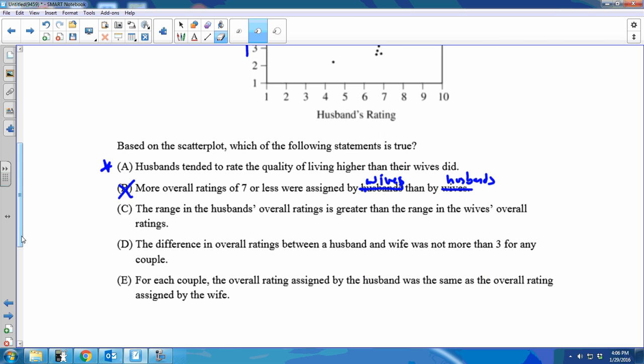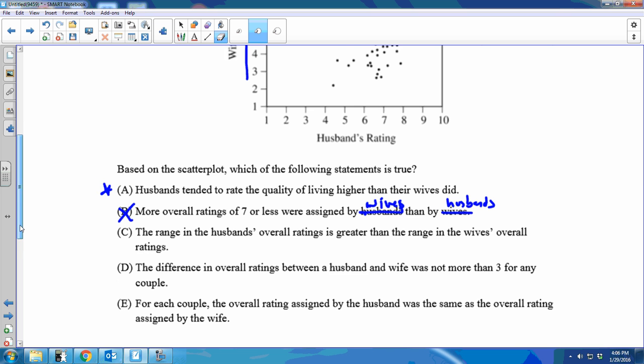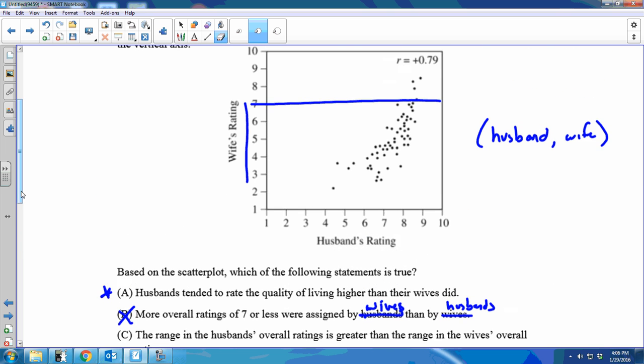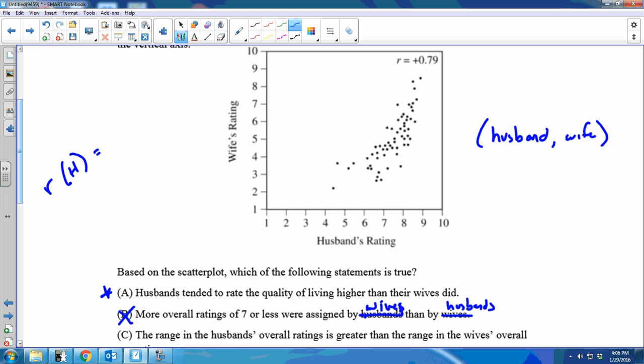On C, the range in the husband's overall ratings is greater than the range in the wife's overall ratings. So again, range is the highest minus the lowest. So range for husbands is what? We'll say 9 minus, we'll say 4.5.